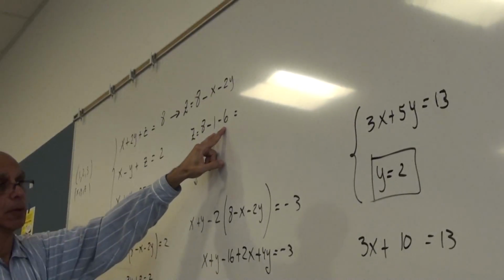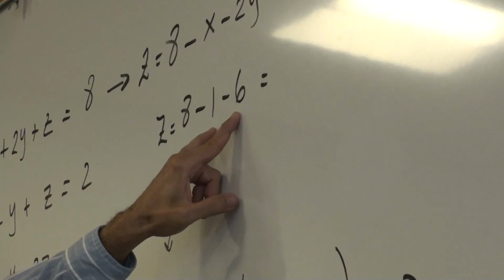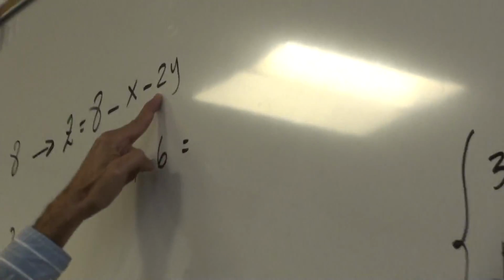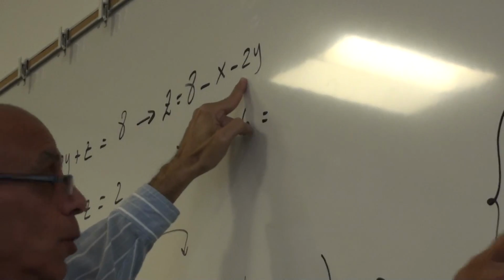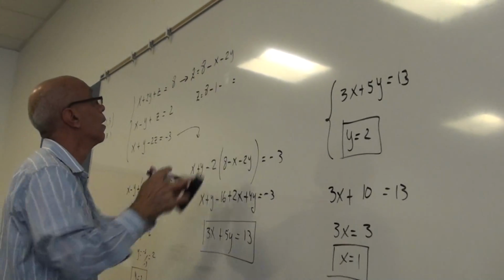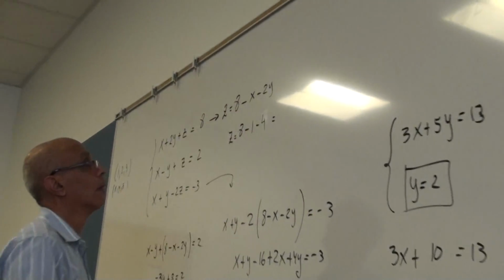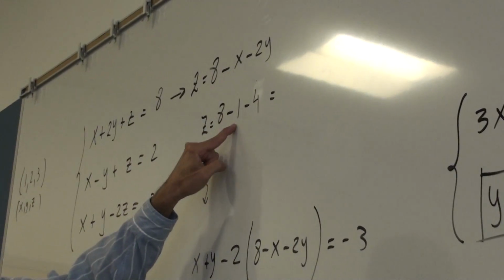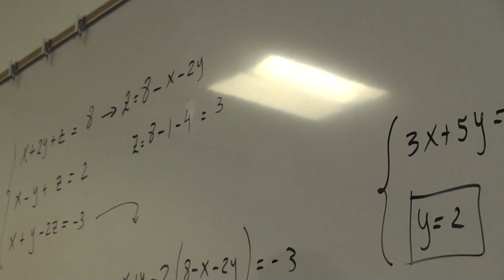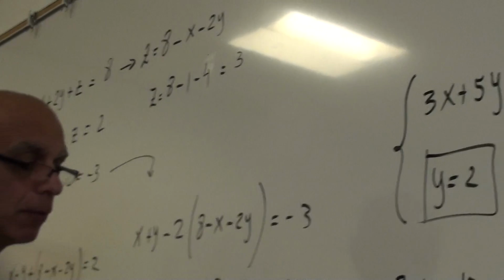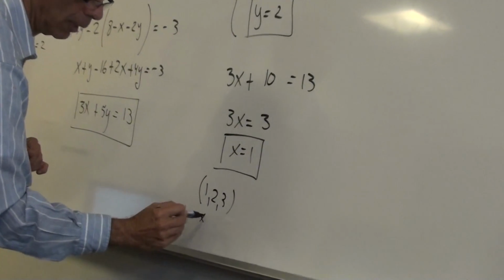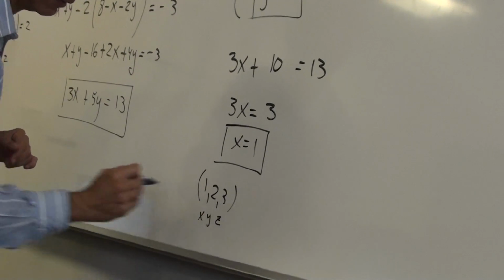Wait. Something. Oh, it's 4. 2 times 2 is 4. It's not 6. Okay? 4. Okay, so 8 minus 1 is 7, minus 4 is 3. So z is 3, and I got my final answer. So the final answer is 1, 2, and 3 for x, y, and z. Is that okay?